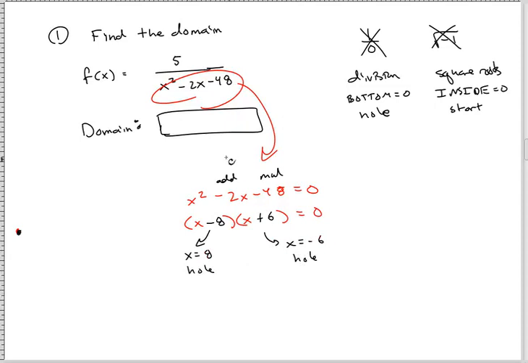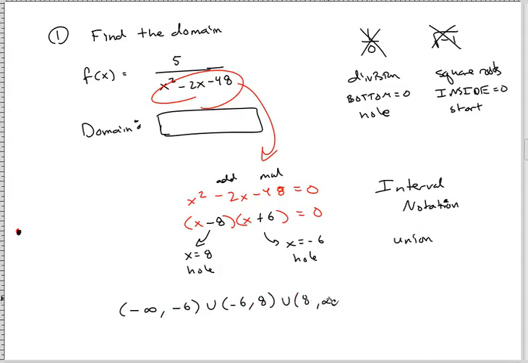Now, if it were just easy, like putting 8 and negative 6 in here and walking away, that would be nice. But the program is going to want you to do a lot more. It's called interval notation. It's not terribly hard, but you have to know what you're doing. This is how it would look. Your answer is negative infinity to negative 6, union negative 6 to 8, union 8 to infinity.